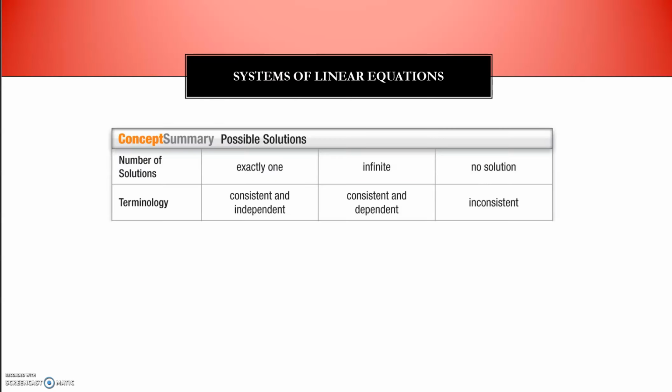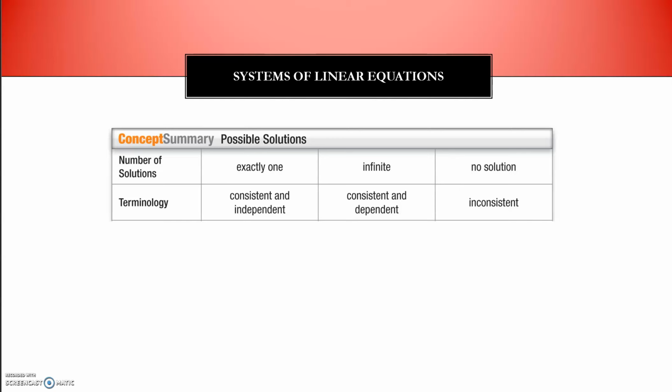We have some terms for this. So if we have a system with exactly one solution, one x and y that works in, we'll say, both equations, we call that consistent and independent. So consistent means that there is a solution and that they are independently, each of the lines, independently arriving at that solution point.